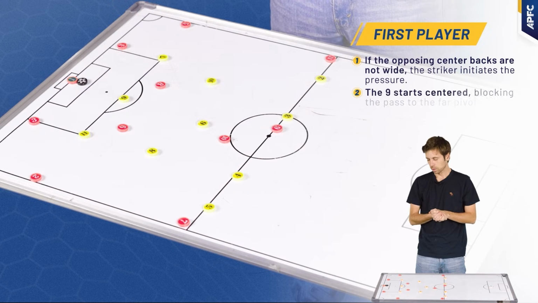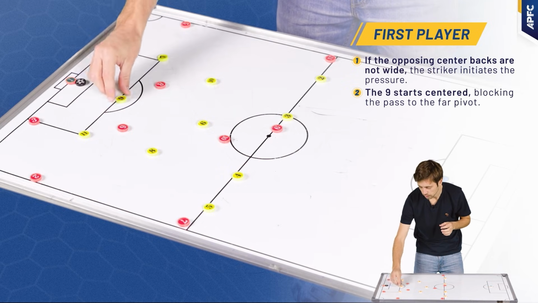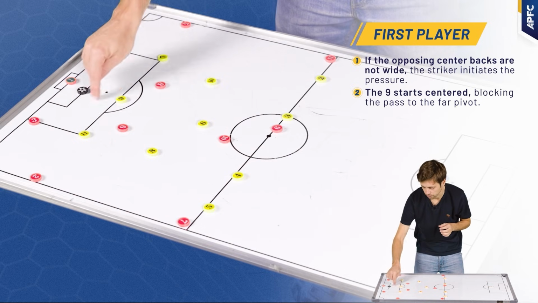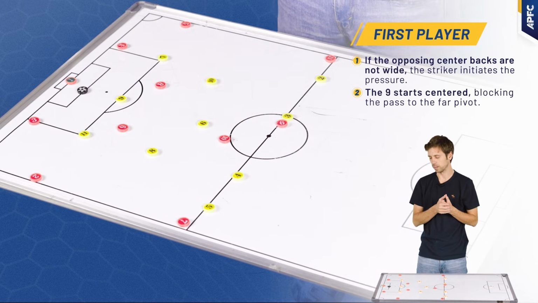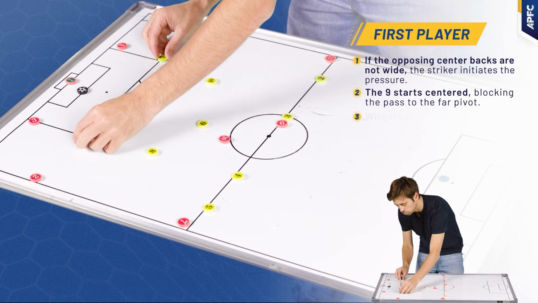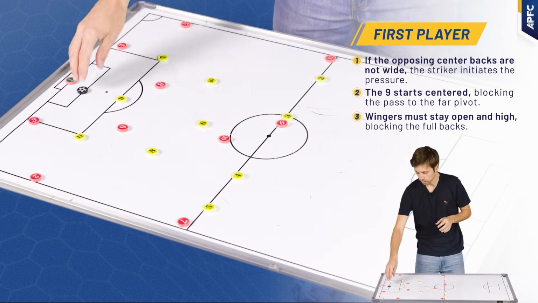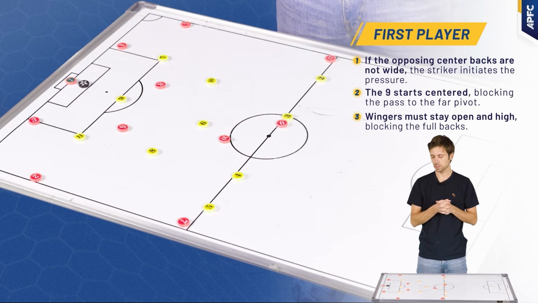The initial position of number 9 should be centered, covering diagonal passes, and making them play straight into our trap. This central area will be the one we want the opponent to play. At the same time, the winger should be wide, not allowing the opponent to play out to their fullbacks. So very important, these 3 initial positions.